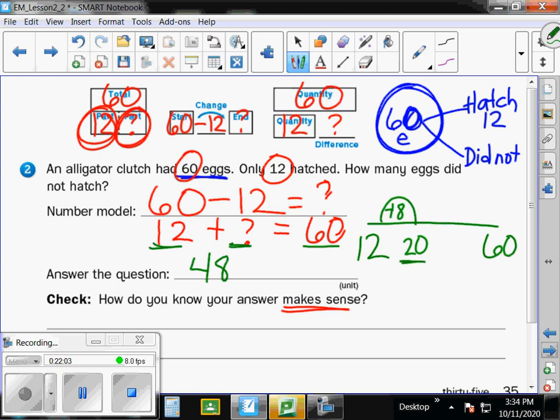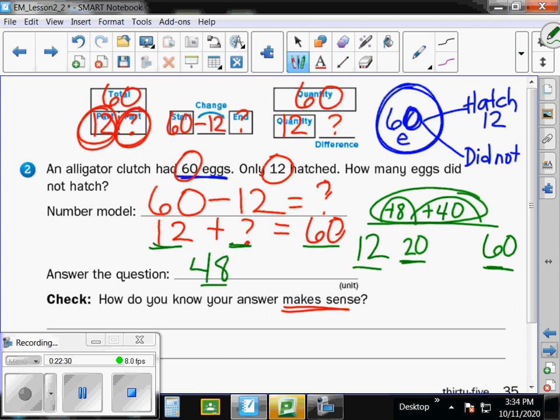Now I need to get from 20 to 60. Knowing how to count by tens is going to help you. I know that 20 plus 40 is going to get me to 60. So starting with 12 and adding 8, then 40, gets me to 60. Altogether, I added, again, 48. I got the same answer, just one way I subtracted and one way I added.